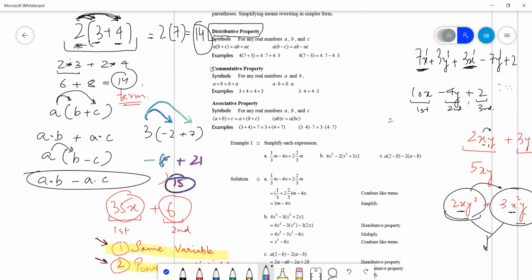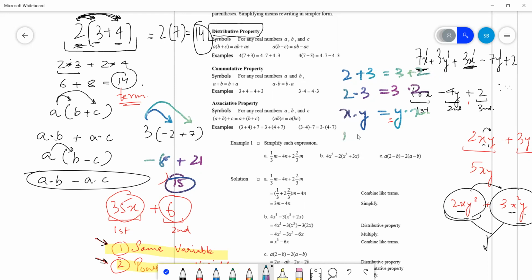Right. So this was the distributive property, and we discussed the commutative property, that if you're having 2 plus 3, that is the same as 3 plus 2. If you're having 2 times 3, that is the same as 3 times 2. If you're having x times y, that is the same as y times x. And associative is an extension of commutative.